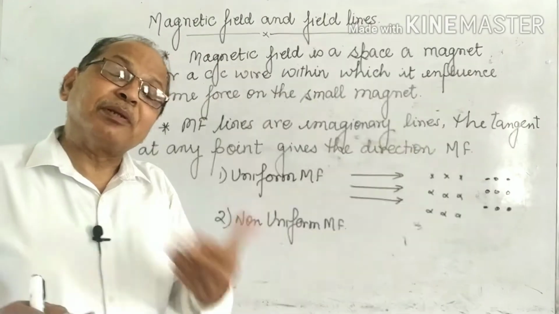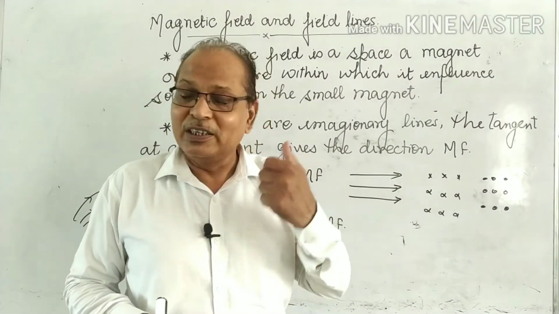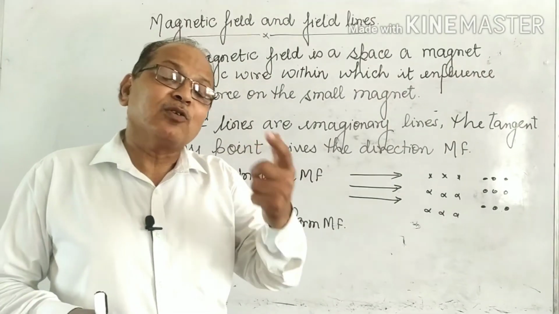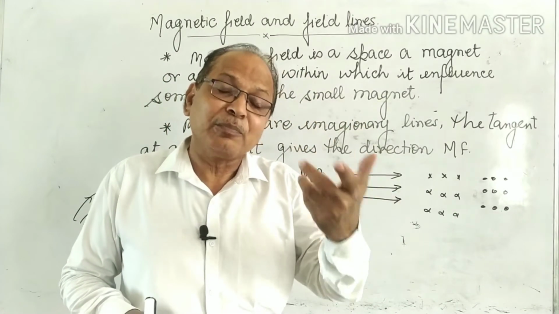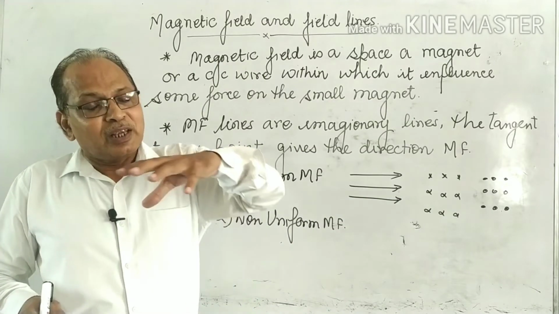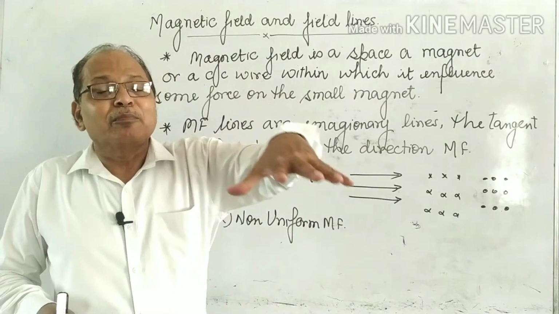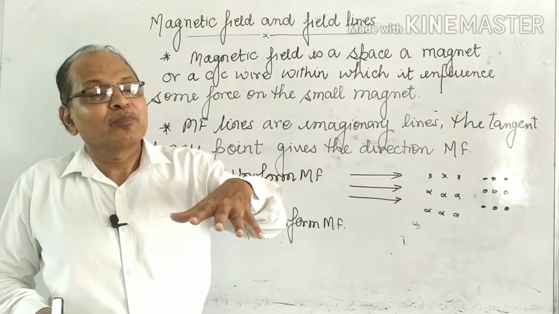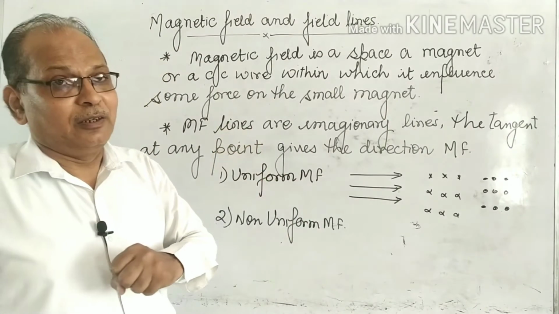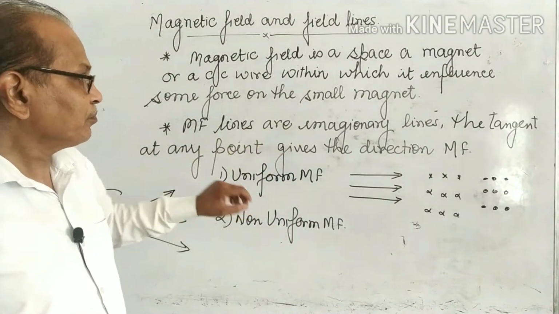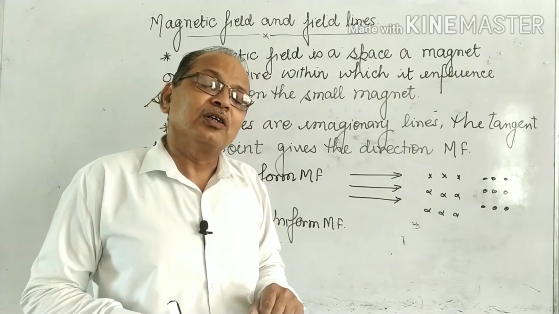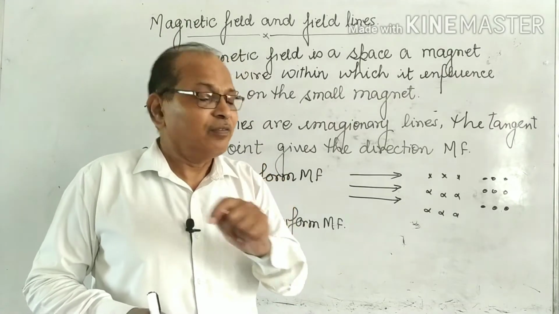Now how can you represent the magnetic field? A magnetic field is there around the magnet, or it may be around a straight or any shape of current carrying conductor, which you studied in the previous chapter. That current carrying conductor develops a certain magnetic field around it. So that particular field is called the magnetic field. Field lines are imaginary lines, and the tangent at a point is the direction of the magnetic field.